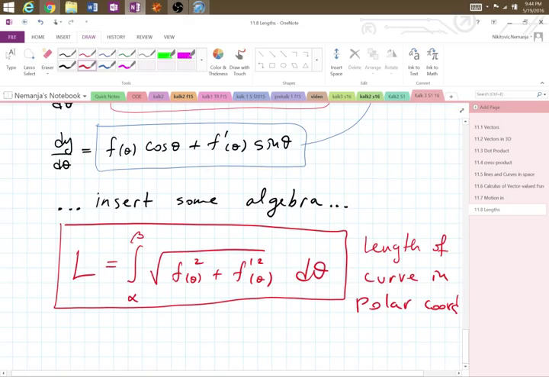So maybe an example from the homework section. Number 36: Find the length of the spiral r equals 4 theta squared from 0 to 6.